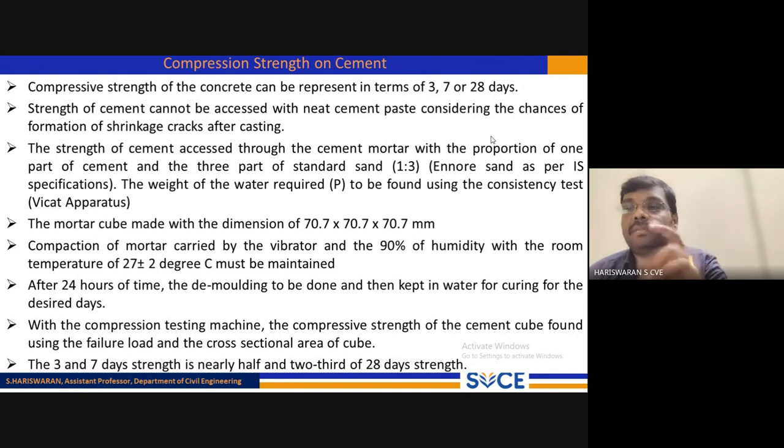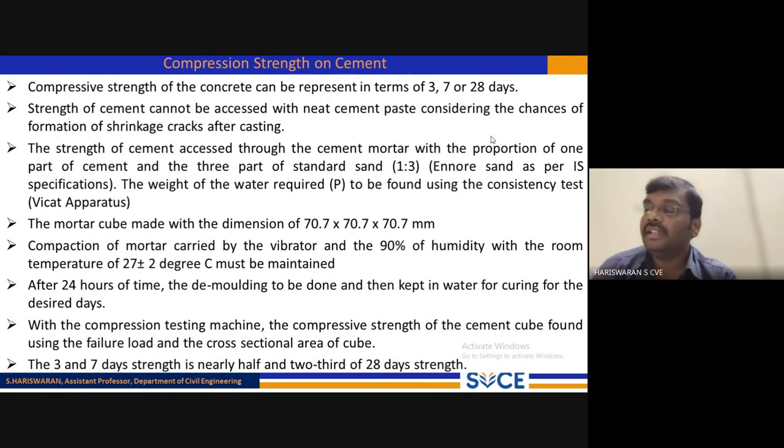That is to be kept in a compression testing machine. Then we have to find the maximum failure load it takes divided by the cross-section area. We will get the compression strength of cement. That is not concrete. We are talking about only cement.